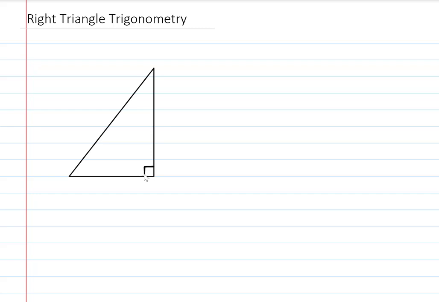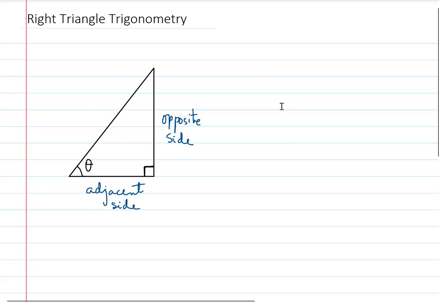Now the other two angles of the right triangle are going to be acute, and an acute angle is just an angle that is less than 90 degrees. We're going to take one of these acute angles and call it theta. The side opposite the angle of interest, in this case theta, is called the opposite side. The side right next to our angle theta is called the adjacent side, and our third side, opposite the 90-degree angle, is called the hypotenuse.